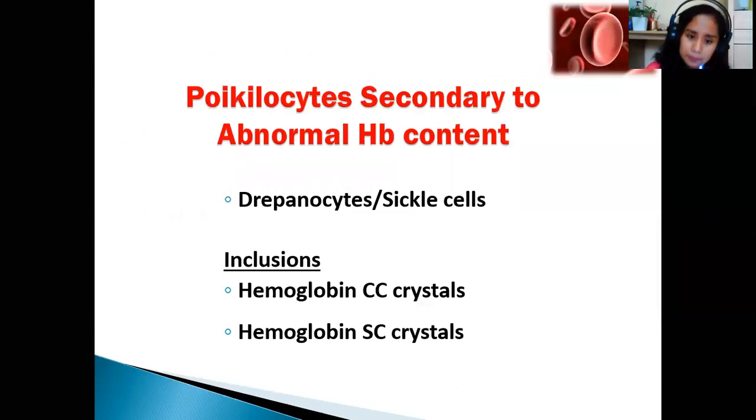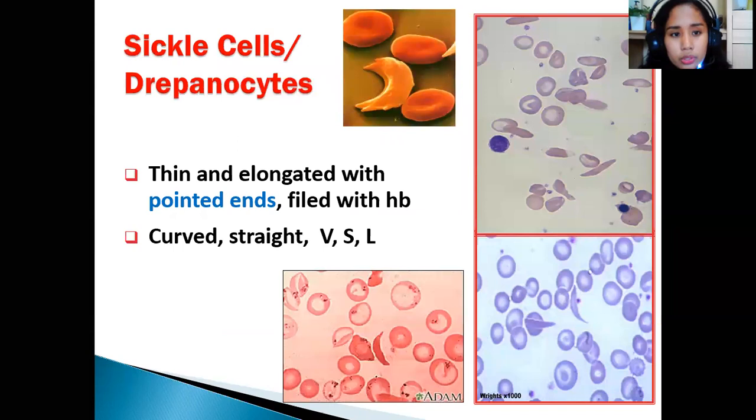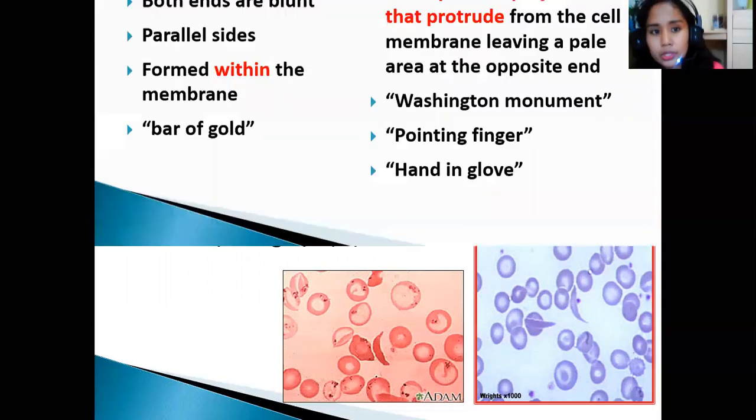So, class, this one, dali lang yung last na pag-aral natin. We have poikilocytes secondary to abnormal hemoglobin content. So, we have sickle cells, CC crystals, and SC crystals. Nabanggit ko na ito. So, sickle cells, the other name is drepanocyte. Isn't it that this happens when a person has sickle cell anemia? Kindly review, please, anong amino acids ang affected pag may sickle cell? Okay. Diba? Sickle, yung panggapas. Diba? So, ayan, it's banana shape or crescent shape.